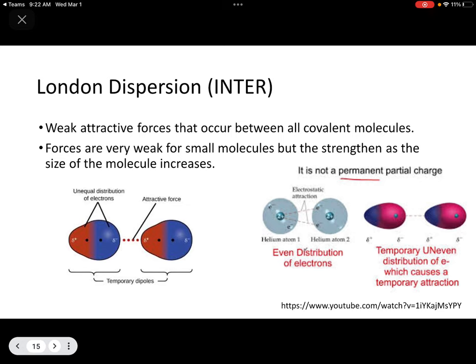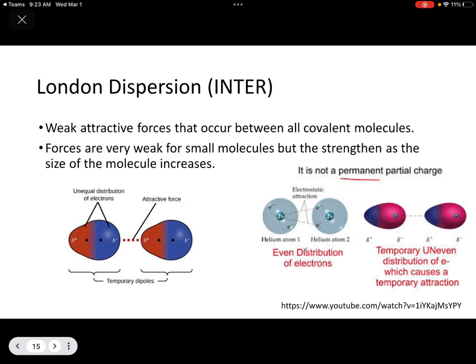So everything here is between covalent bonds, but now we're looking at non-polar. When we look at London dispersion, it is actually the weakest form of force between our bonds. It is usually very weak for small molecules, but it does strengthen as the size of the molecule increases. So it is the weakest, but it can increase in strength depending on the size.